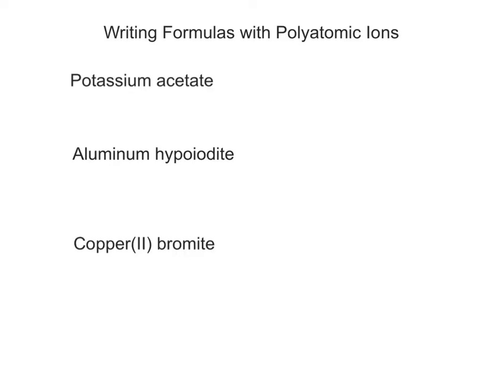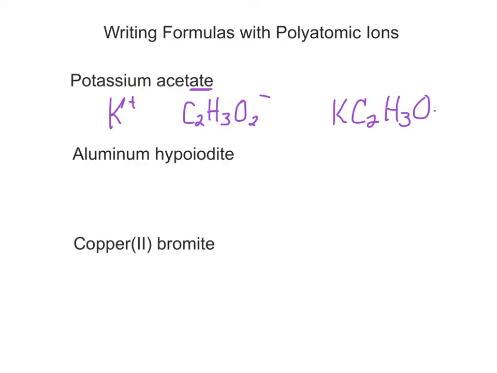So potassium is K. Okay, that's an alkali metal, so that's a plus. Acetate, the "ate" kind of gives it away that it's a polyatomic ion, and you have to memorize it. And acetate is C2H3O2 with a -1 charge. So a +1 and a -1, we just go ahead and put those together: KC2H3O2. So that's potassium acetate.